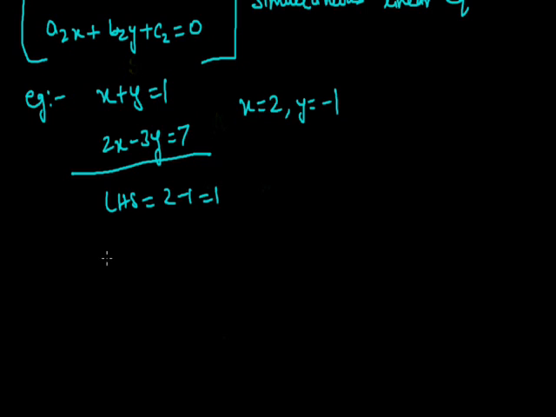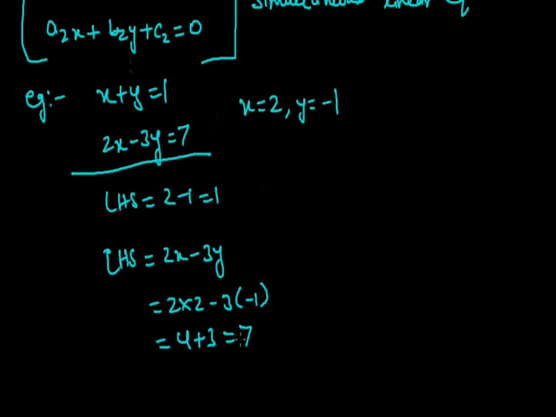And if I keep the values of x and y in the LHS of the second linear equation, that is 2x minus 3y, it becomes 2 into 2 minus 3 into minus 1, that is 4 plus 3, which is 7. And our RHS is already 7. So this value of x and y satisfies both linear equations, which means it is the solution of both the linear equations simultaneously. In this way, we get the unique solution for the simultaneous linear equations.